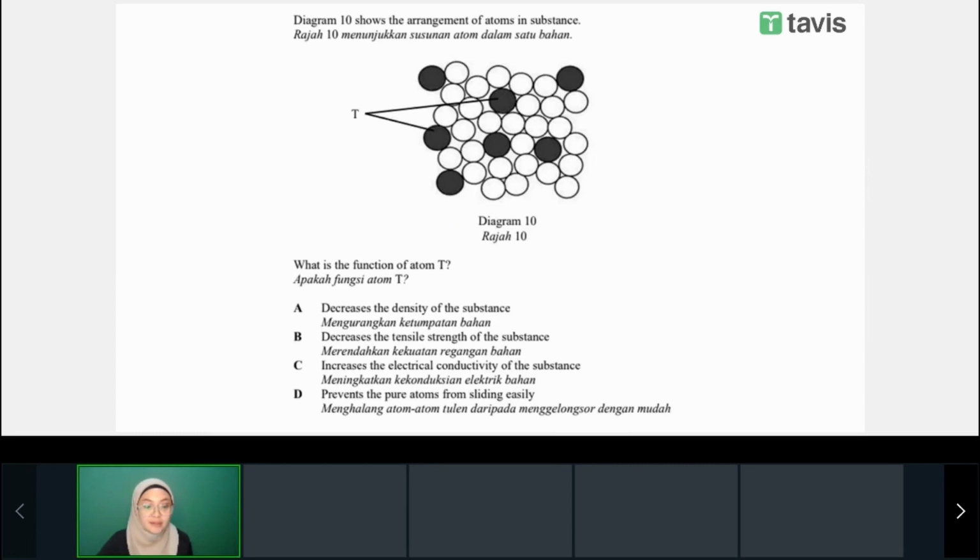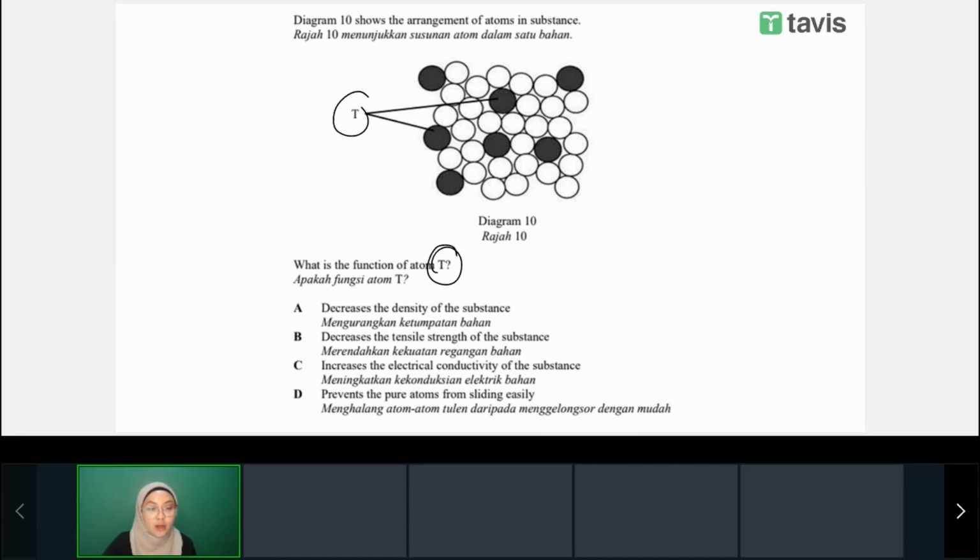We try to answer the question from paper 1. Apply the GPS technique. Diagram 10 shows the arrangement of atoms in a substance. What is the function of atom T? You can see that there is more than 2 atoms: one pure metal atom and one foreign atom. What is the function of T?